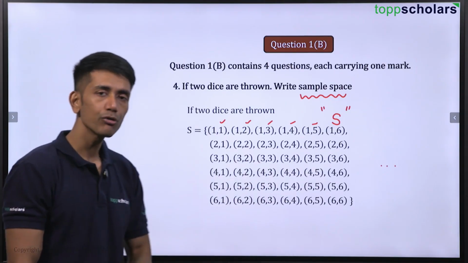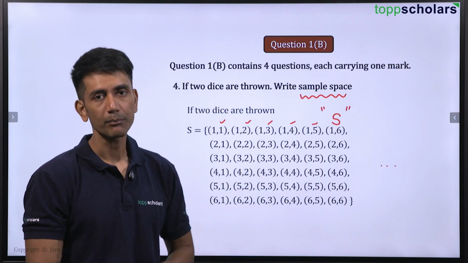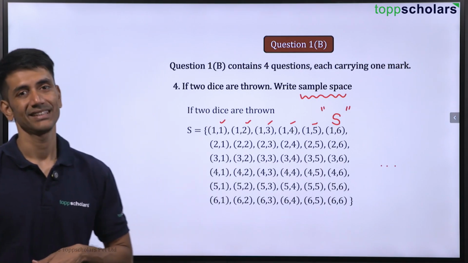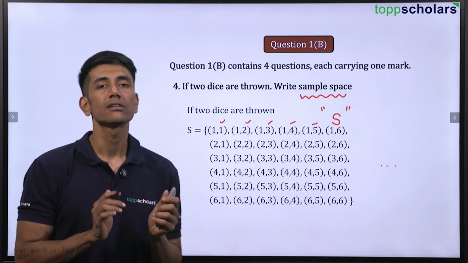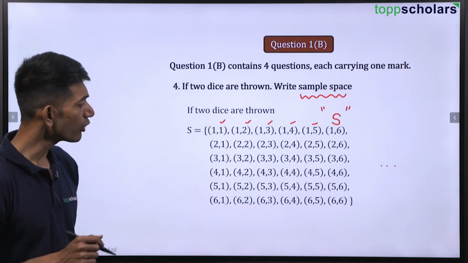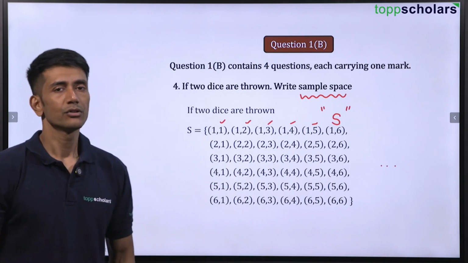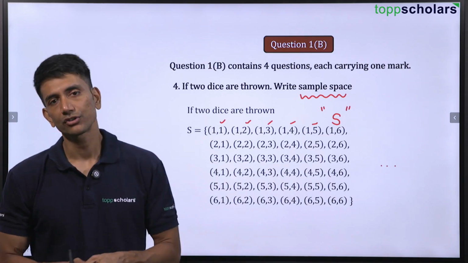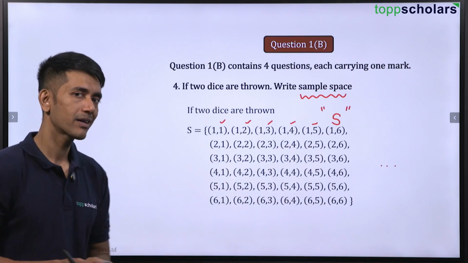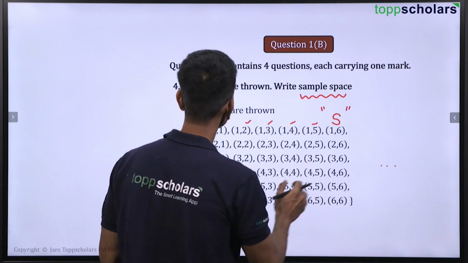Obviously, if they tell you to also write down the number of sample points, the number of sample points is 36. That is n of S will be 36, because there are 36 possibilities in all. So in this way, we have covered questions based on 1 mark, right? So 1 marker questions are done.